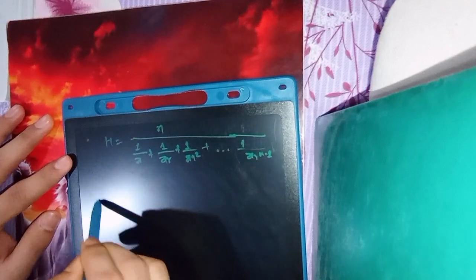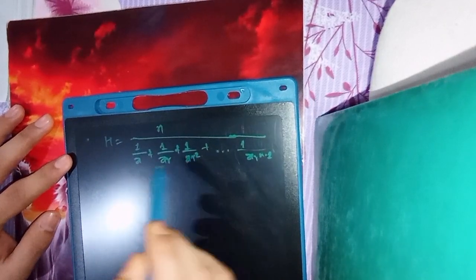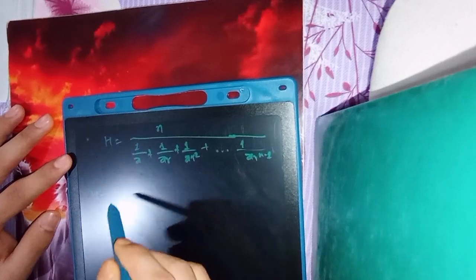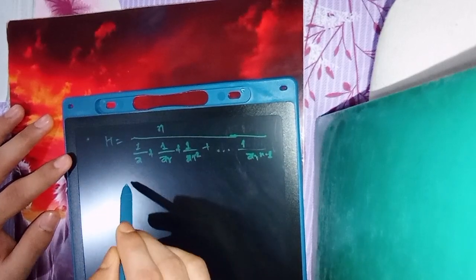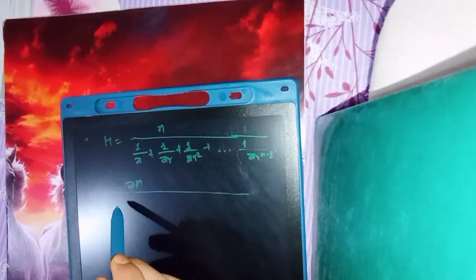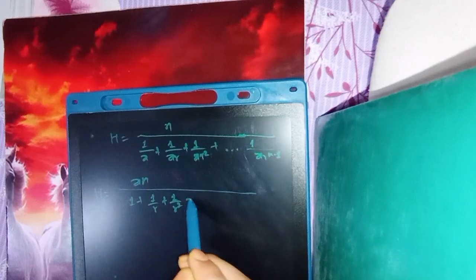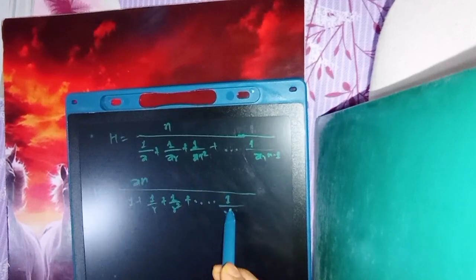So the harmonic mean is equal to, taking 1 by a common, we invert it and make it a n, so a will go to the upper side, upon the remaining 1 plus 1 by r plus 1 by r square plus, and so on up to 1 by r power n minus 1.